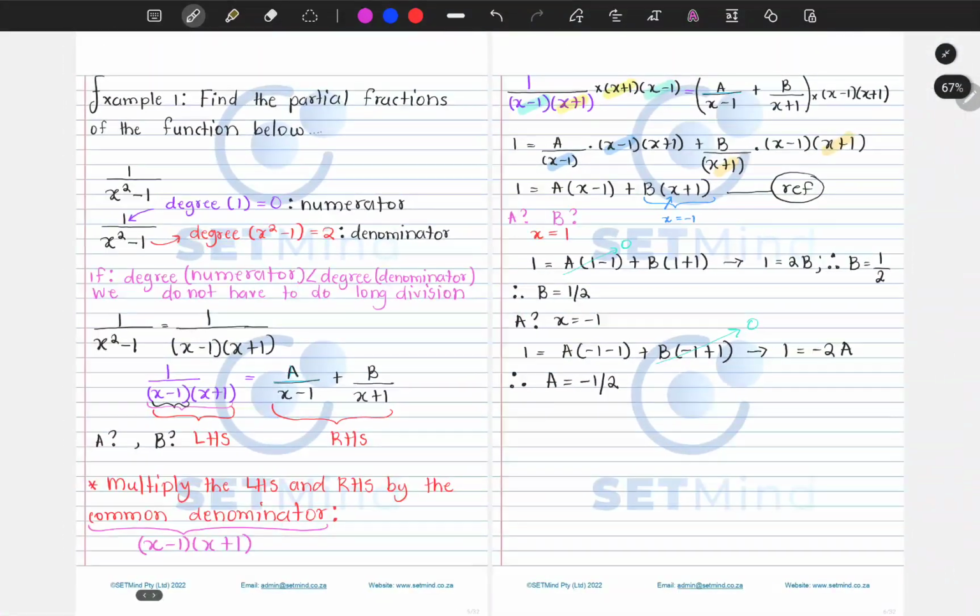So this means we can now go back to our original equation, sub in the a and the b. So this means that our expression, which was given as 1 over x squared minus 1, is simply equal to, where there's the a, negative 1 over 2 divided by x minus 1, plus the b, we found as 1 over 2 divided by x plus 1. This is our expression split into its partial form. I hope this makes a lot of sense. Let's go to example number 2.